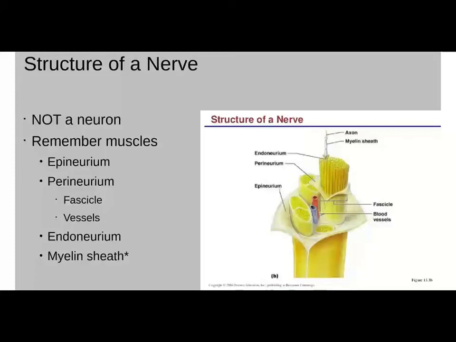But let's go back to the level of the axon. So here's our axon wrapped in an endoneurium. And remember, some axons were myelinated. They had that myelin sheath wrapped around them. If it is a myelinated axon, the myelin sheath is found inside of the endoneurium. So we peel the endoneurium back, and we can see the myelin sheath, and then the axon all the way in the middle.